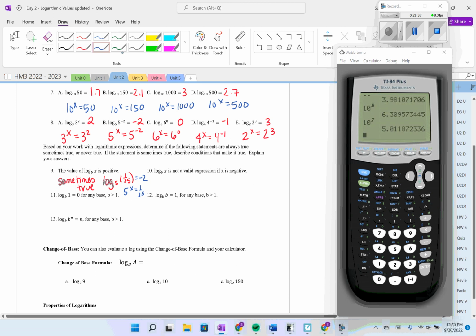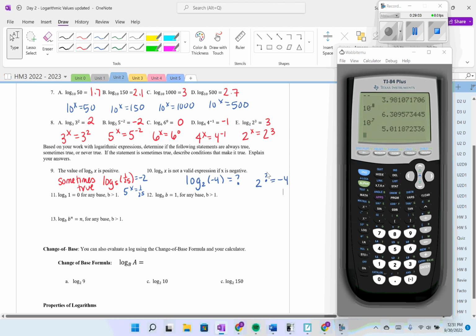Question 10 says log base b of x is not a valid expression if x is negative. So let's try that out. So log base 2, let's do of negative 4. We're trying to figure out what that's equal to. So the log base 2 of negative 4 would be 2 to what power equals negative 4.